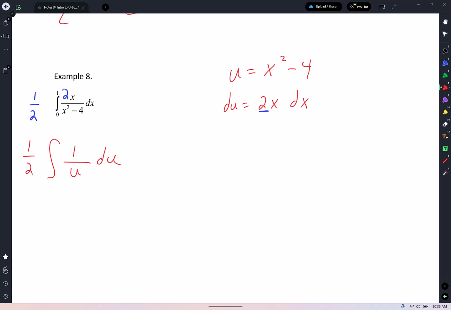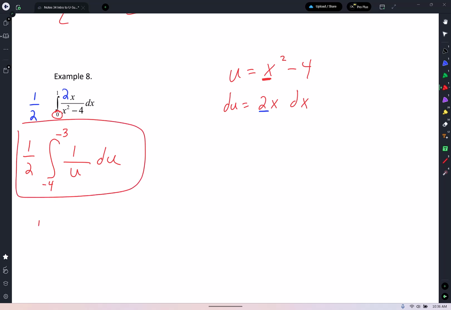When x is 0, what is u? Plug in a 0 in here. 0 squared minus 4 is -4, so put -4 as your limit. See, now here comes the absolute value. When x is 1, what is u? 1 squared minus 4, that is -3. Do not go back to the original x. They're equivalent, guys. I'm going to stay with this.